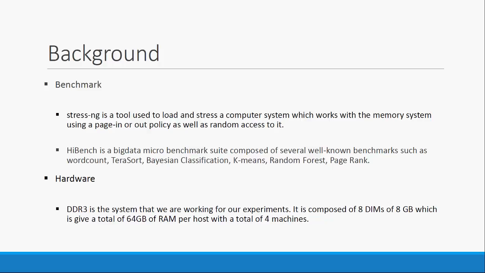We ran most of the benchmarks and found that the most memory-intensive one was the Bayesian, which has several steps that merge intermediate results. On the hardware side, we were going to use DDR3 as the system for our experiment. It is composed of 8 DIMMs of 8 GB, which gives a total of 64 GB of RAM per host, with a total of 4 hosts. Max power of DDR3 is around 3 watts in active state. The memory system goes from 5 watts to 30 watts. 5 watts is when the system is in standby.